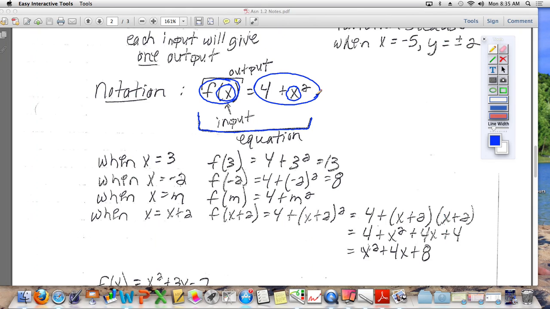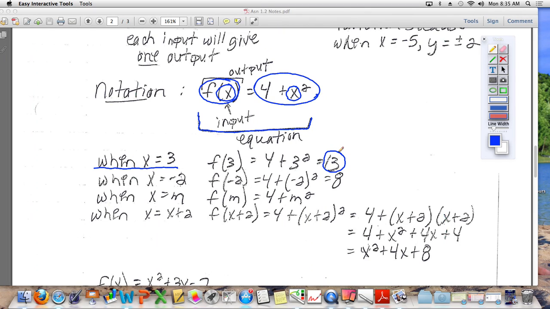So let's figure out what is the value of this function when our input value is 3, when x is 3. So all I have to do is look at my rule, 4 plus x squared, my equation, and I replace my x's with whatever our input value is. And in this case, our input is 3. So it's 4 plus 3 squared. Well, 3 squared is 9. You add 4 onto it, you get 13 as an answer.